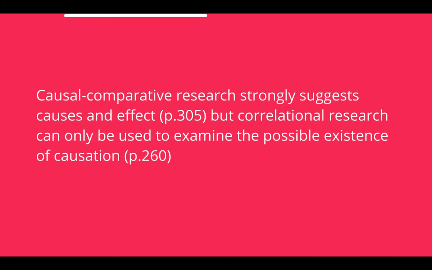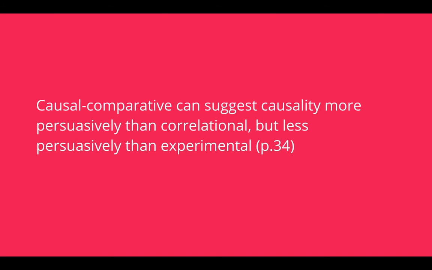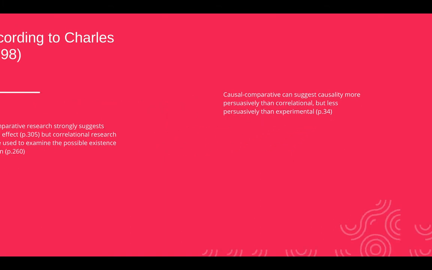Another definition of causal comparative and correlational research as their comparison, according to Charles: causal comparative research strongly suggests cause and effect, but correlational research can only be used to examine the possible existence of causation. Another, causal comparative can suggest causality more persuasively than correlational, but less persuasively than experimental.